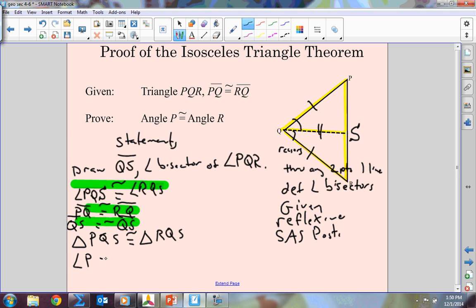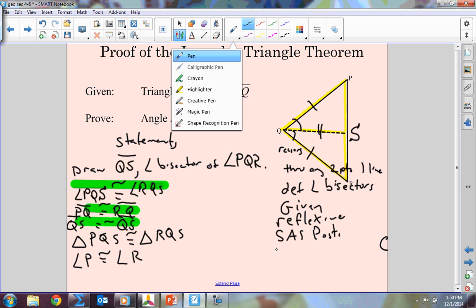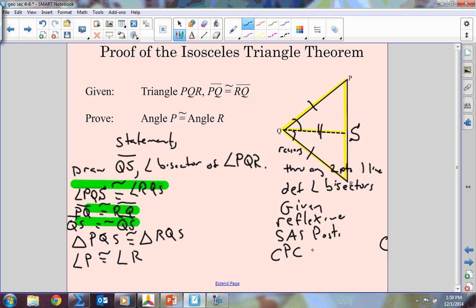So angle P is congruent to angle R because the corresponding parts... Let's try that again. Because the corresponding parts of congruent triangles are congruent. Alright, CPCTC, corresponding parts, congruent triangles are congruent. Alright, that's a proof I like to have show up occasionally on stuff.